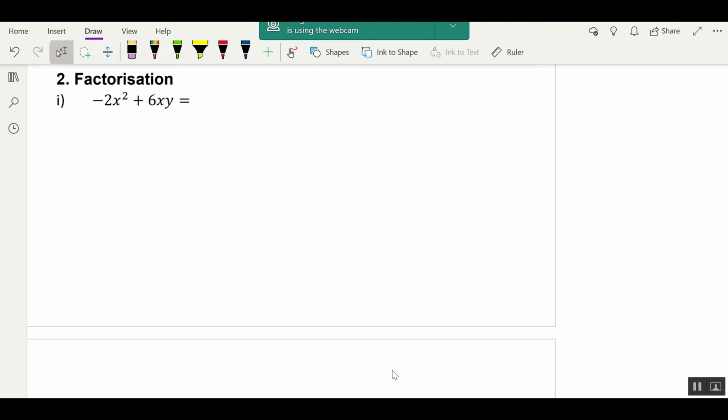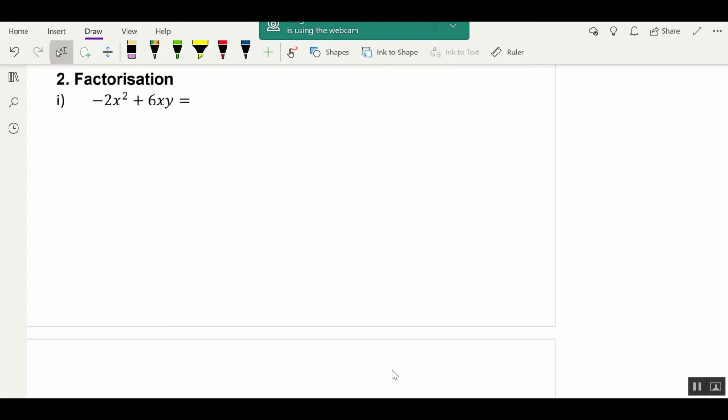In this second video, we are talking about factorization, which is the opposite of expansion. So it's easy to check the answer for factorization. It means that after you factorize, whatever you get as your answer, when you expand it, you should go back to the first part of the question.